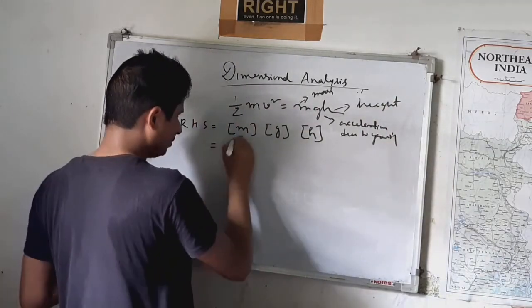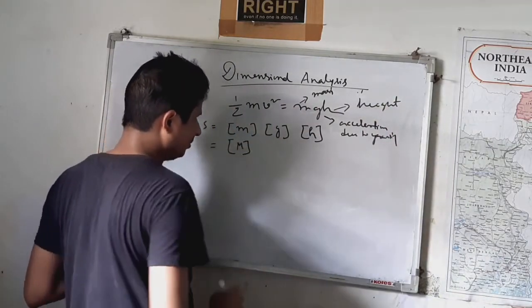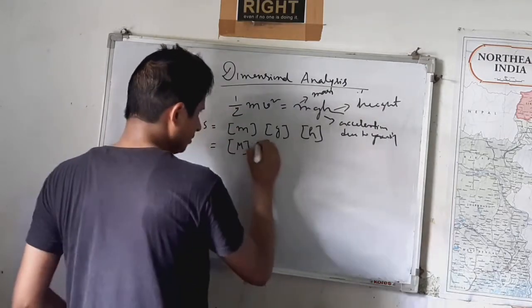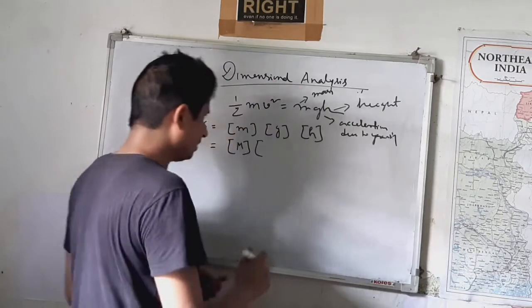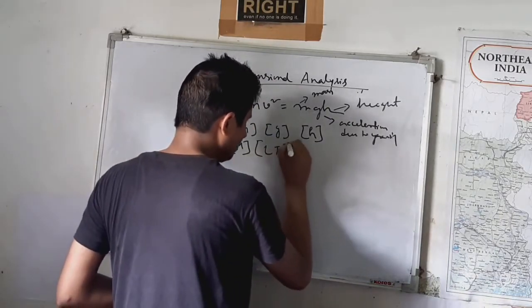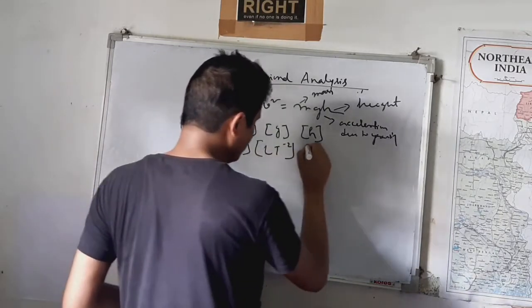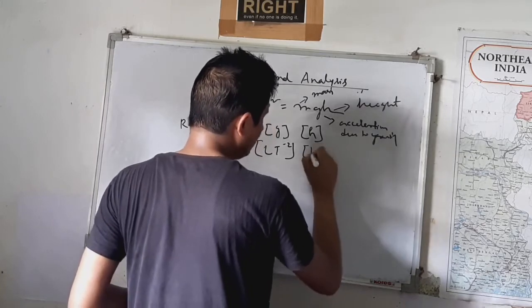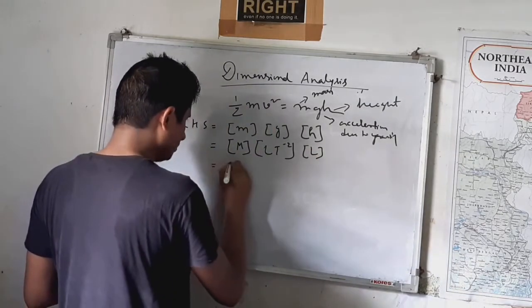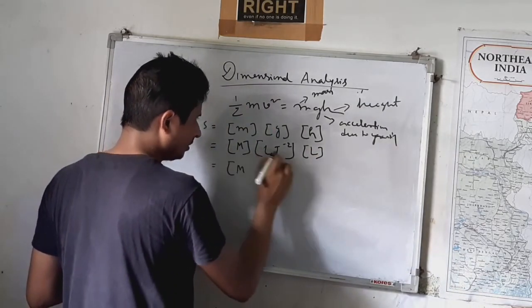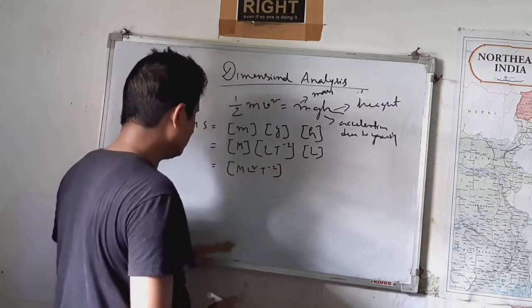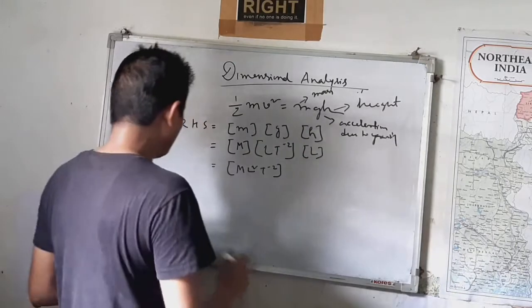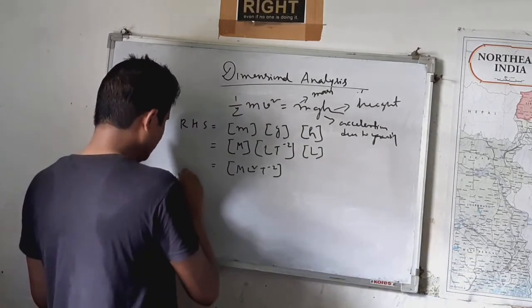So the dimension formula of m is capital M. G is acceleration, and I have already derived the dimension formula of acceleration, which is LT inverse of 2. H is nothing but height, so it is length. So the dimension formula here is M L into L square T inverse of 2. Now check the left hand side against the right hand side.